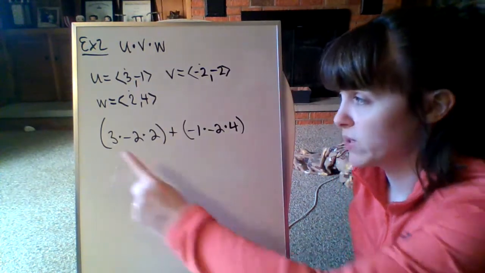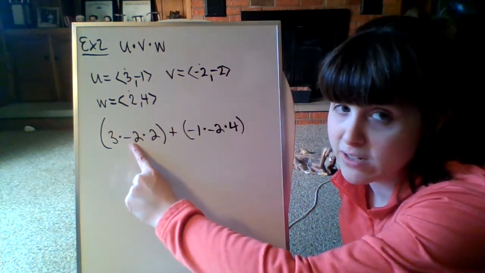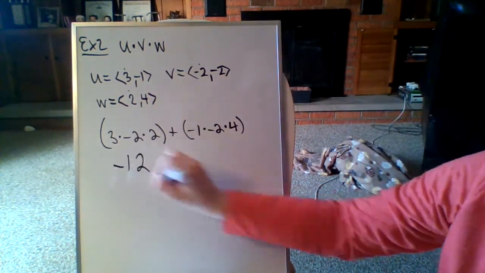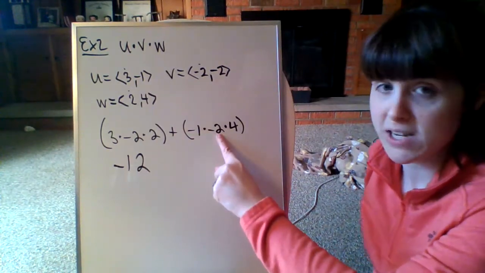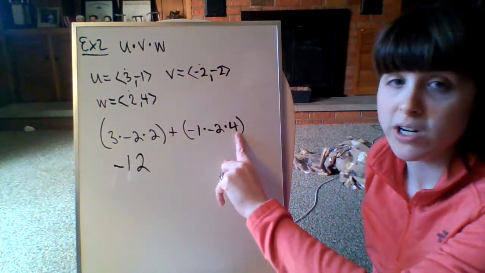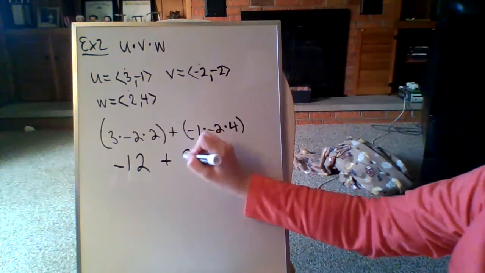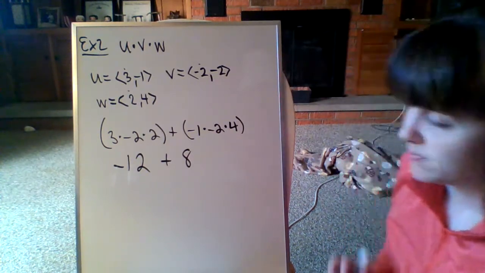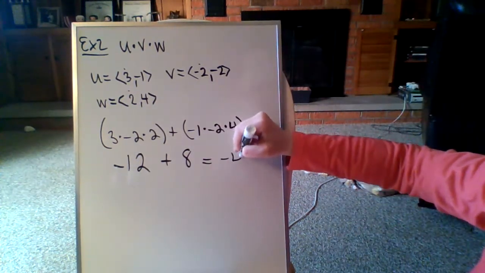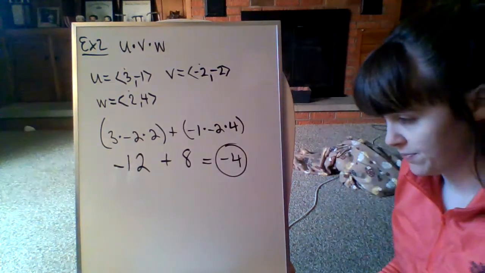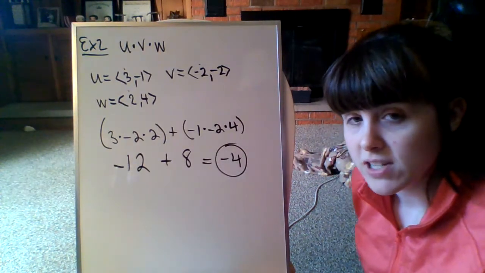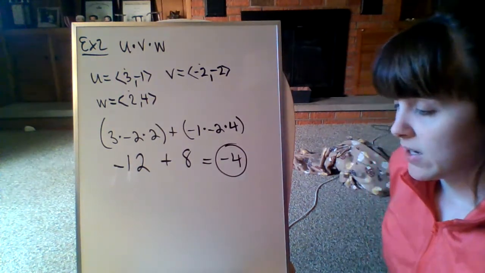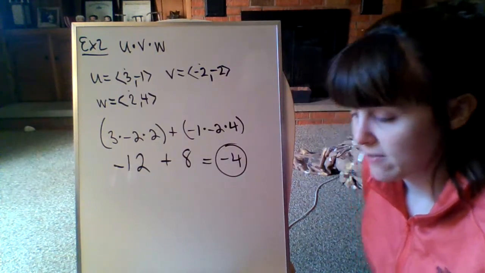Let's multiply these 3. 3 times -2 is -6, times 2 is -12. Over here, -1 times -2 is 2, and 2 times 4 is 8. So what is -12 plus 8? -4. And that's the answer. That's not too bad either if you can keep all the components straight and put them in the right places. Now I'm going to talk to you about some properties of the dot product.